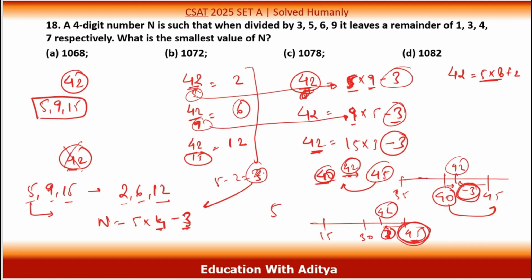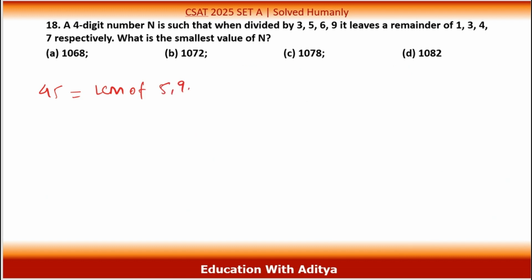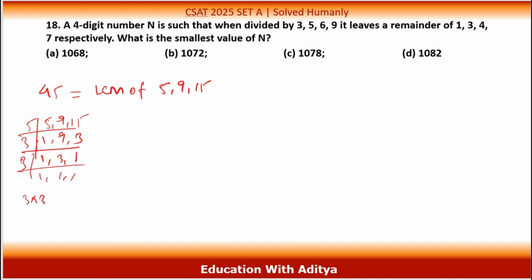What we are taking as the example is 5, 9 and 15. So if we find the LCM of these, 5, 9, 15: 5, 1, 9, I think 3 will stay, 3 1 3 1, and again 3 1 1 1. So what is the LCM? 3 into 3 into 5 is equal to 45. So 45 is the LCM of these three numbers, and if I subtract 3 from it, I can get 42.